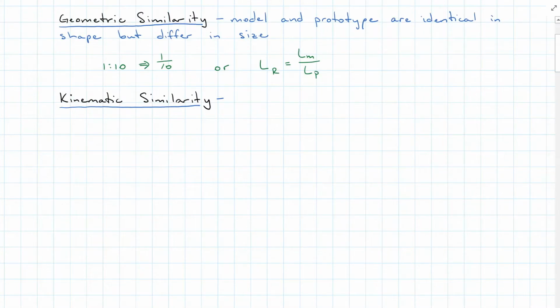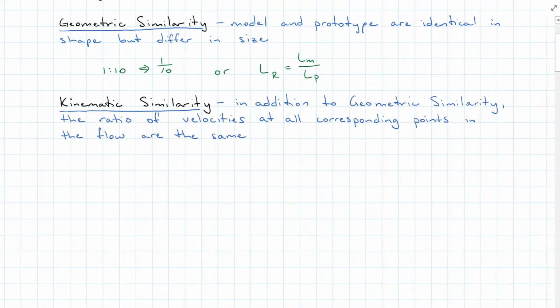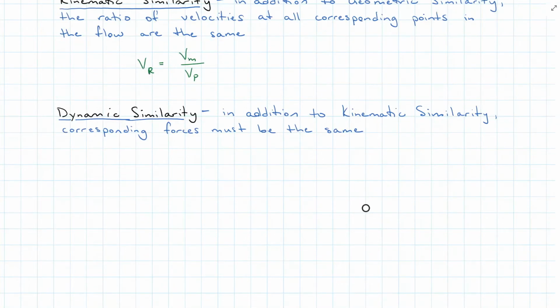There's also kinematic similarity. This would be in addition to geometric similarity, where the ratio of velocities at all corresponding points are the same. So our velocity ratio would be the velocity of the model over the velocity of the prototype. In addition to kinematic similarity, dynamic similarity needs the corresponding forces to be the same.